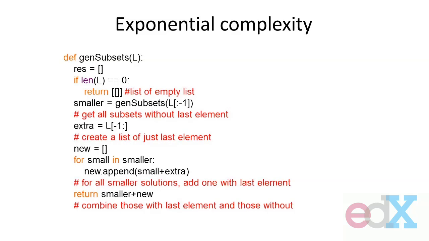So all the different possible subsets or combinations of elements out of that list. Again, I'm not as worried about it, but I want to see how the complexity grows here. So here's what the code does. I'm going to set up a place to store my answer.